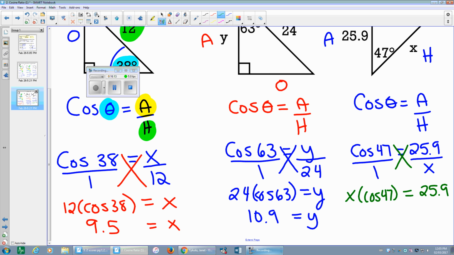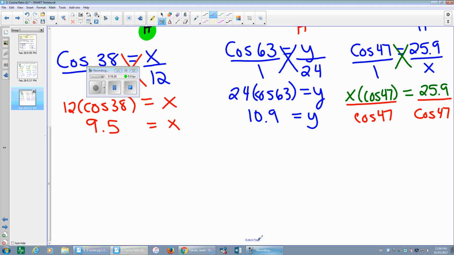My final step here is I divide by cos 47, because I want to get x by itself. So what happens here? Those cancel out, so I'm left with x is equal to 25.9 divided by cos 47, which gives me, again, I'm rounding to 1 decimal place, 37 point, oh, actually it just becomes 38 with the rounding.